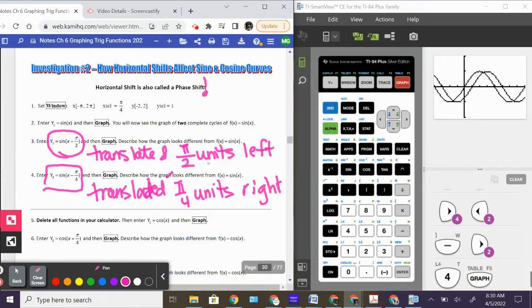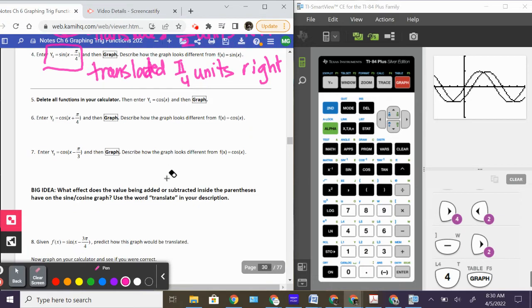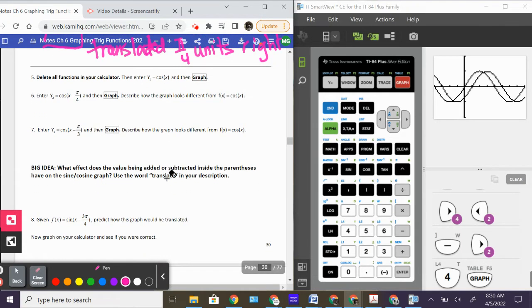Okay? So maybe we don't even have to do this one on the calculator. Maybe we can just think about it. If it says cosine of x plus pi over 4, and that pi over 4 is all inside the parentheses, hopefully you can figure out that it's going to translate it pi over 4 units. And because it says plus, it will actually go in the direction of negative. So pi over 4 units to the left.